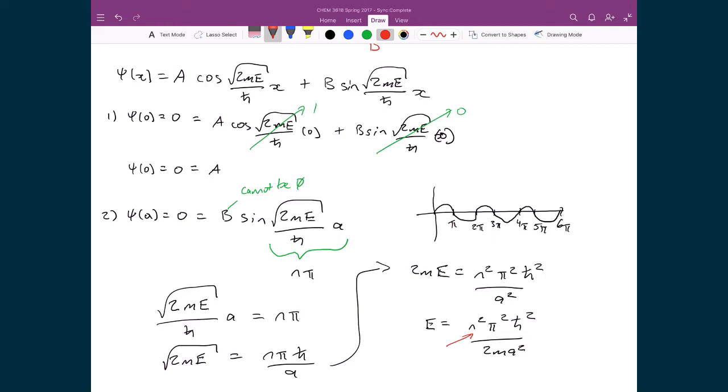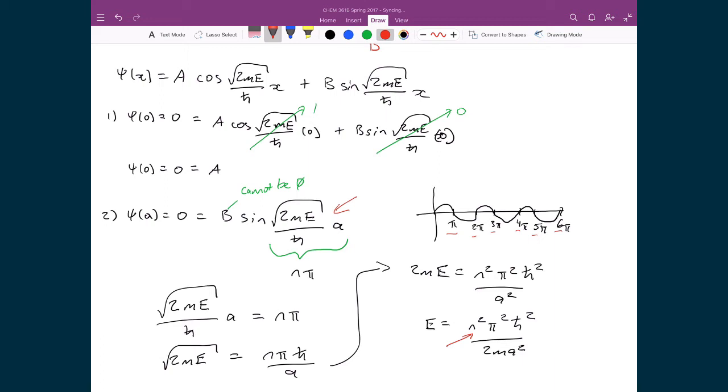Remember, this n is any integer number. It's 1, or it's the 2, or it's the 3, or it's the 4, the 5, the 6 that's written on my sine plot. Because remember, we had to say that the internal part of the sine function, root 2mE over h bar times a, had to be equal to an integer multiple of pi so that we can satisfy our boundary condition. So n is then just some positive integer.